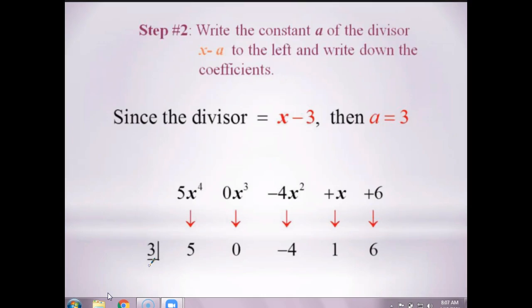The next step is to write down the coefficients of every term. The 5x to the 4th has a coefficient of 5. 0x cubed has a coefficient of 0. Negative 4x squared has a coefficient of negative 4. 1x has a coefficient of 1. And 6 has a coefficient of 6. So you take the opposite of the divisor and the leading coefficients of each term. That's why they have to be in descending order.